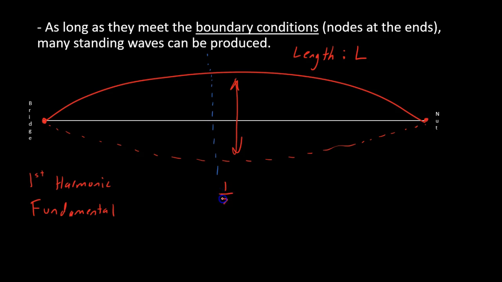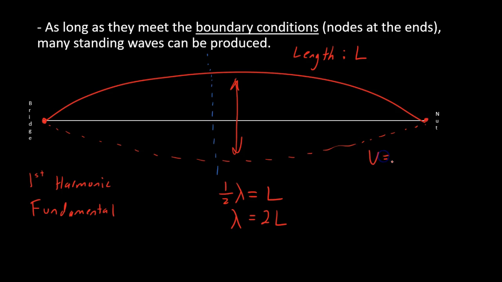There's 1/2 wavelength drawn. Remember, a wavelength is a whole hill and a whole valley, a complete crest and trough. I just have one of those. So 1/2 wavelengths are shown. So L, the length of this string, is comprised of half of a wavelength. That means lambda is equal to 2 times L if I solve for it.